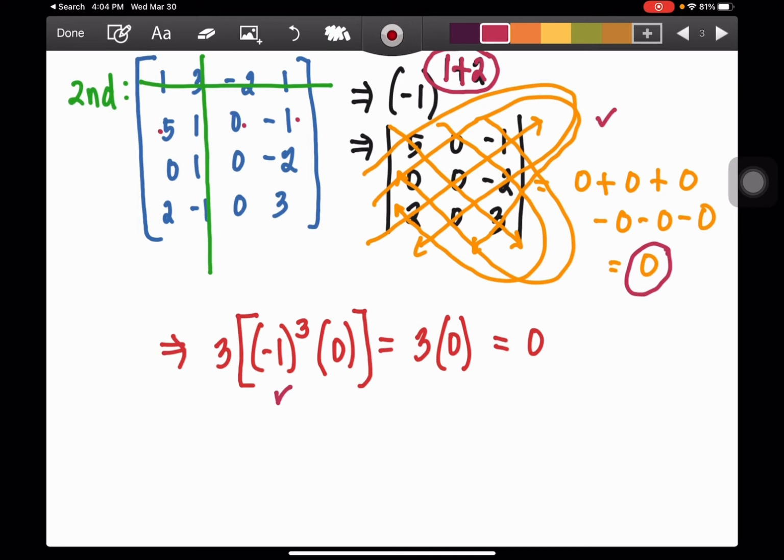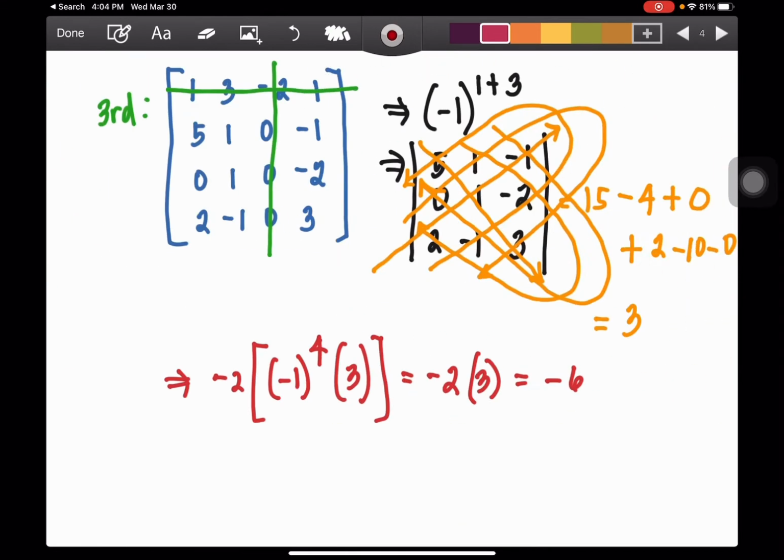So what we're going to do is identify the intersection, which happens to be 3. Then multiply it by the product of negative 1 cube and 0. So negative 1 cube is negative 1 times 0 is 0 times 3 is also 0. Now we're consistent with the first row, so let's proceed to the third column.